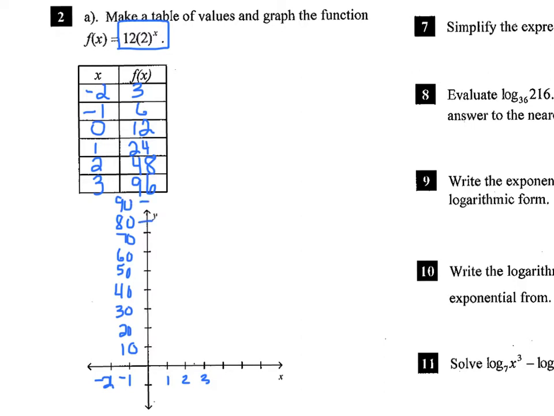So I'm going to go ahead and plot -2, 3. That's the ordered pair. 2 back, 3 up. -1, 6. 0, 12. 1, 24. 2, 48. And 3, 96. So I know these aren't perfect, but if you just throw a random line on your graph, you're not going to get points for this question. I need to see that you're actually plotting the ordered pairs from the table and then connecting them with a line.